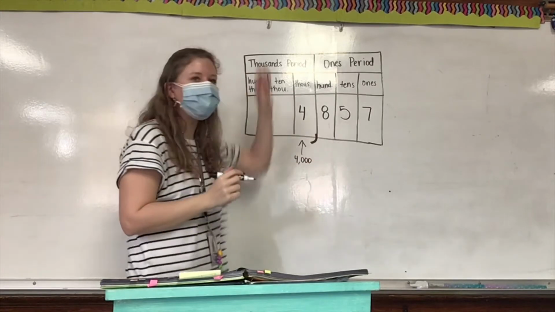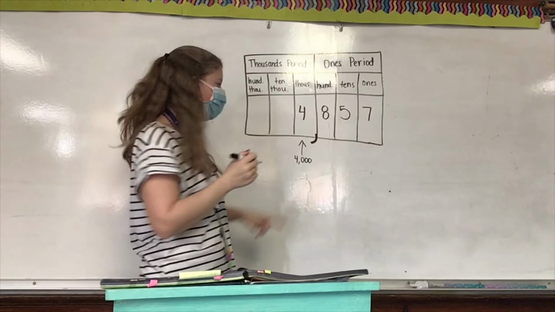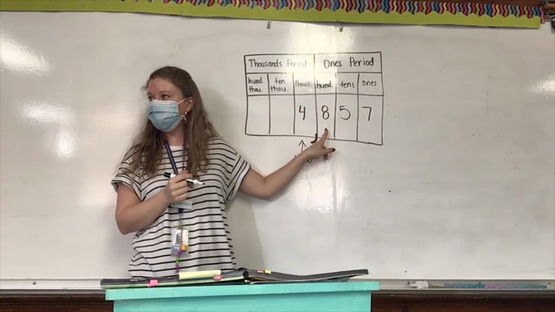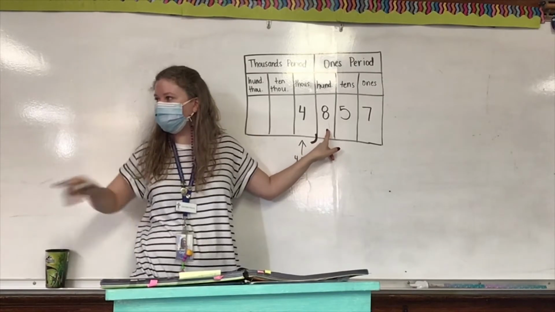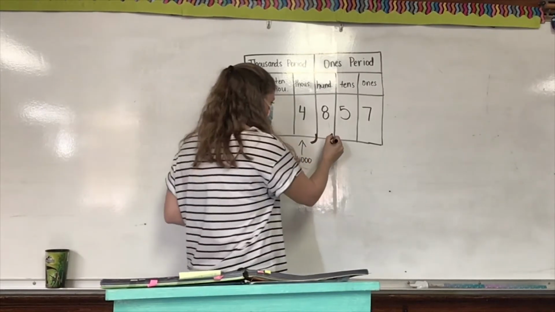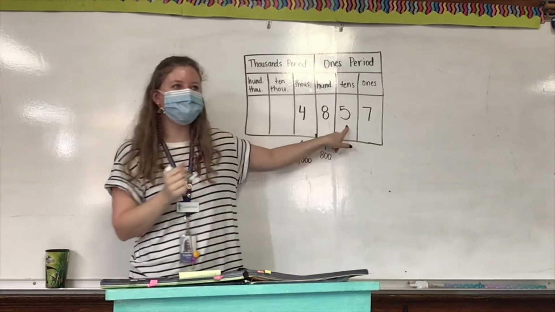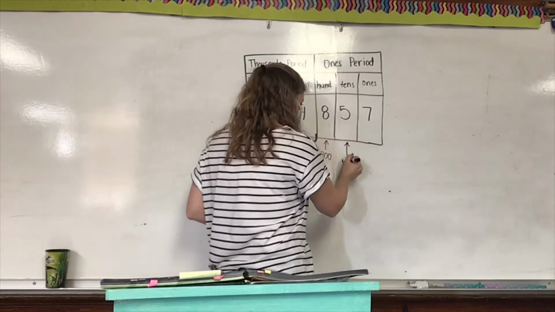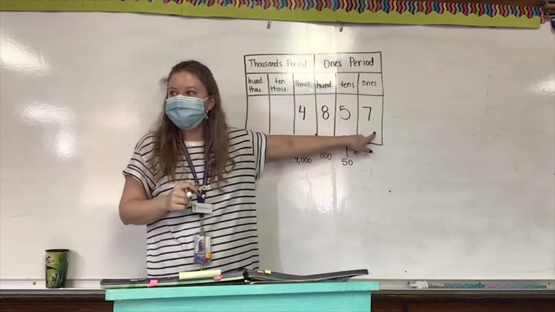How much is this 8 worth? Victoria? It's not worth 100. It's in the hundreds place, but how much is it worth, Aaron? 800. How much is this 5 worth, Michaela? 50. And how much is this 7 worth? Zari? 7.